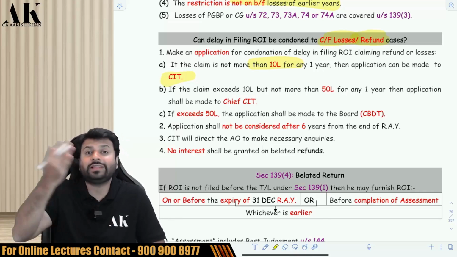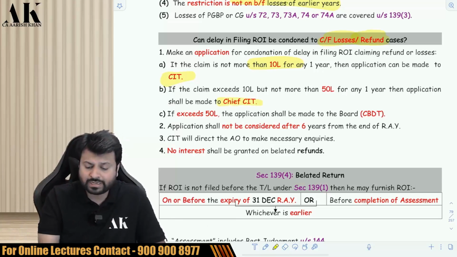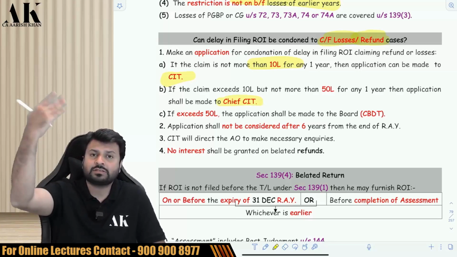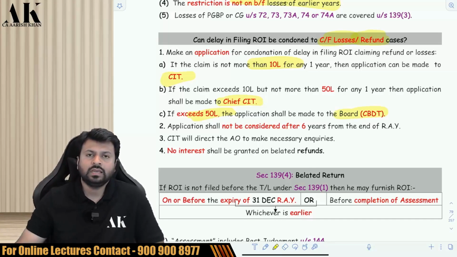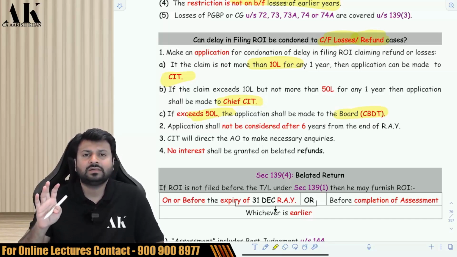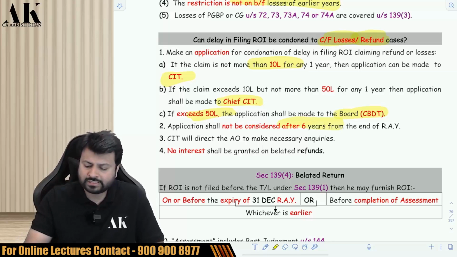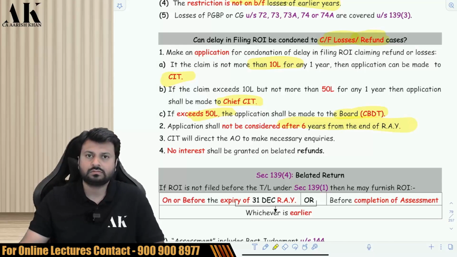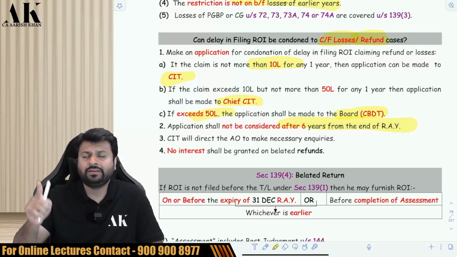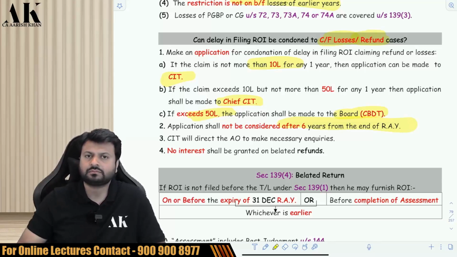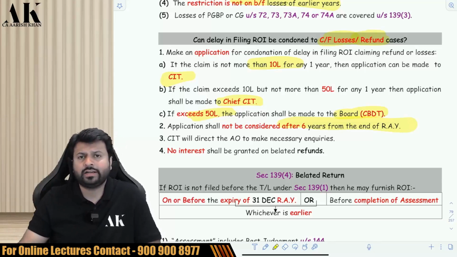But if your claim is more than 10 lakh, up to 50 lakhs, then you have to make an application to Chief CIT. And if your claim is more than 50 lakhs, then you have to make an application to CBDT. Then CBDT will look into the matter and will allow your application. They will not allow your application beyond 6 years from the end of the relevant assessment year. So for financial year 22-23, assessment year 23-24, they will look into the application only if you make the application by 31st March 2030. That is 6 years from the end of the relevant AY. If you go beyond that, they will not entertain the application.